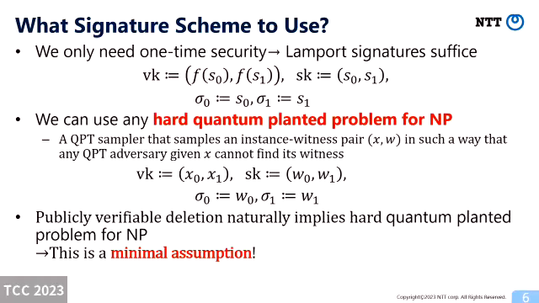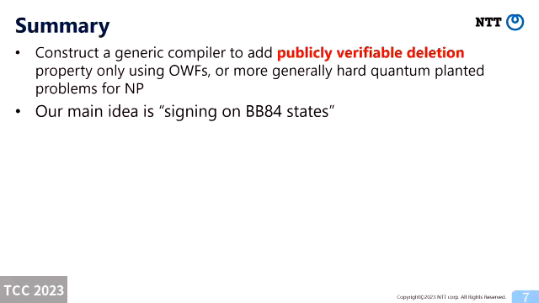And we also observe that this is the minimum assumption as long as the verification is classical. Why? This is because any publicly verifiable deletion encryption scheme with classical verification naturally implies this, because the verification of the certificate can be seen as the NP verification algorithm. And so this is the minimum assumption in this sense. And this is a summary. Thank you for your attention.